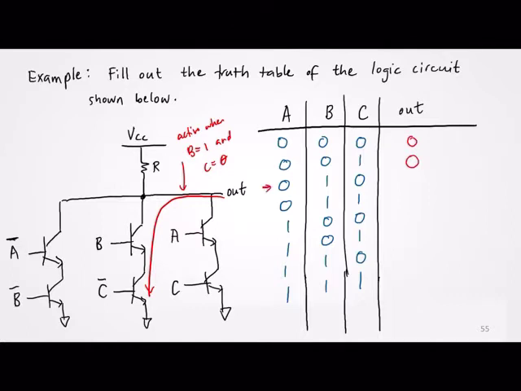So that's the third row, and the second to the last row, or seventh row. Right? So this is also 0. So if I have these two inputs, when B is 1 and C is 0, regardless of the value of A, I have a path to ground, so the output is expected to be at logic 0. Okay?